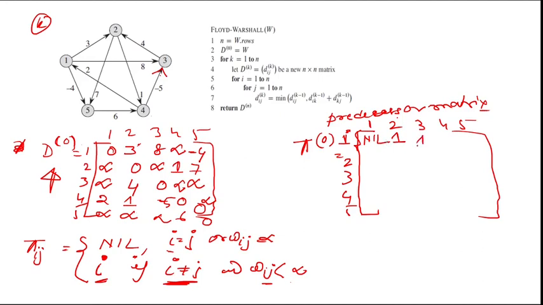Like that, fill it, all of you. Then this is also 1. This is nil. 1 to 4 is infinity, put nil here. 1 to 5, whatever 1 to 5, minus 4, which is less than infinity, so put 1 here. Complete the matrix pi 0. Let me see how many of you completed.